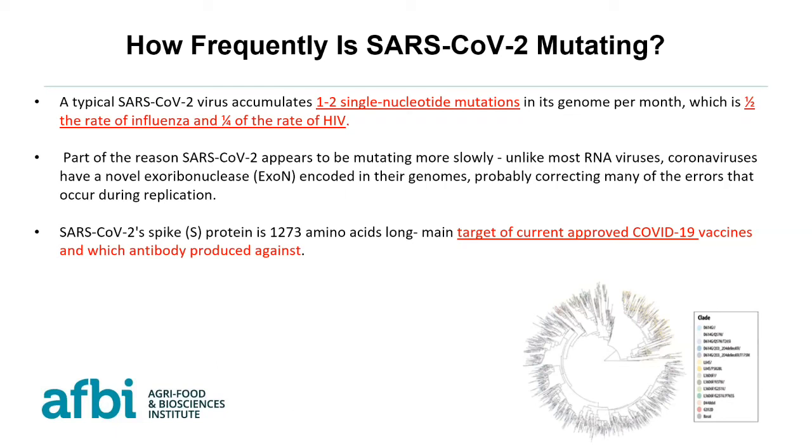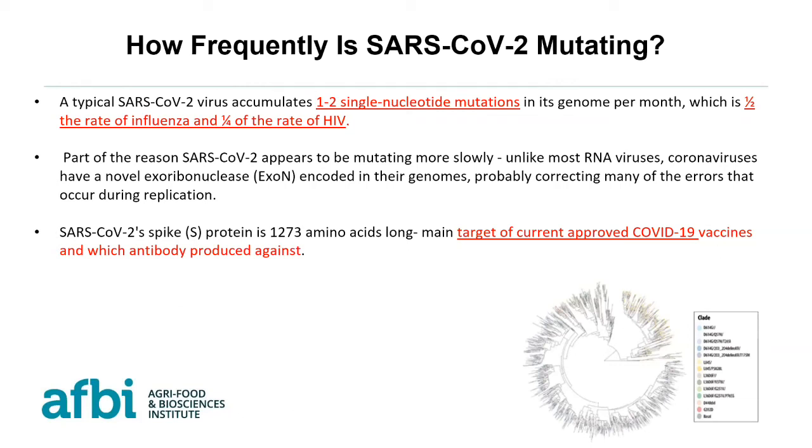both of which mutate more rapidly. And the reason, although people are talking about all these mutants, it's not as bad as some of these other viruses mutating, is that coronaviruses have a correction mechanism. It's called a novel exoribonuclease, and it will actually snip out some mistakes and errors as it's replicating, which a lot of these other RNA viruses don't have. So that slows things down again.